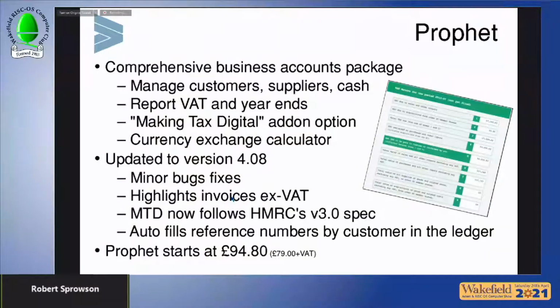Another product that's seen some updates is Profit. Profit is a complete accounting package for RISC OS, which allows you to manage your customers and suppliers in a pair of databases, and then you have a sales and a purchase ledger and ways to track your bank accounts. And then at the end of a quarter, you can generate automatically a VAT return, and then at the end of a year, your full accounting return.